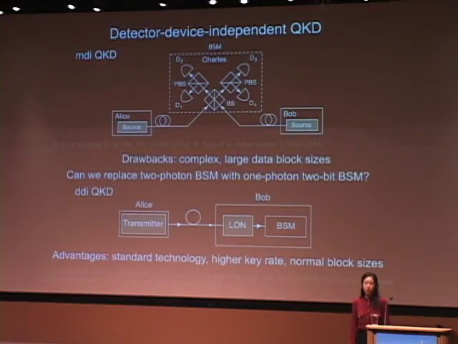That's why several groups proposed a protocol named DDI QKD, Detector-Device-Independent QKD. In this protocol, Alice first prepares a quantum state and sends it to Bob. Bob encodes his information into the same photon, but in a different degree of freedom, and then does the Bell state measurement. This protocol only requires standard technology, but we can get higher key rates by using a normal block size for post-processing.